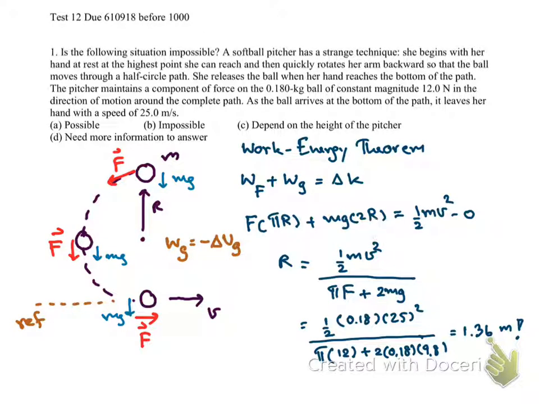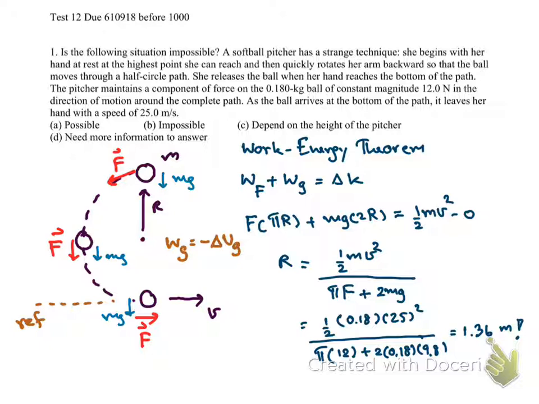Okay, so the total work done on the ball is equal to the change of kinetic energy. The ball starts from rest and then moves with velocity v at the final position. So the change of the kinetic energy is half of mv squared minus 0. Rearranging this equation, we can get r as this term, and we substitute the numerical values. We get r equal to 1.36 meters.